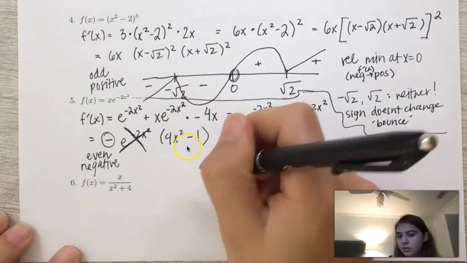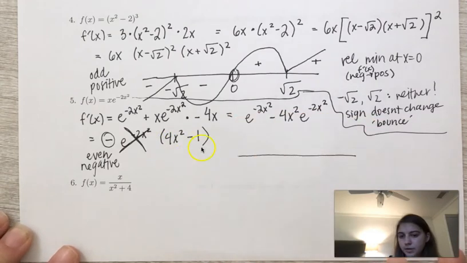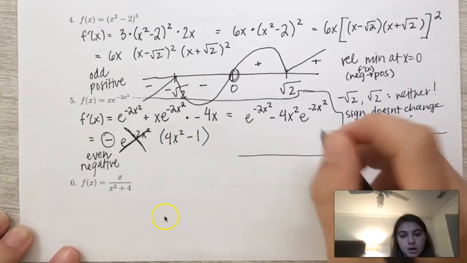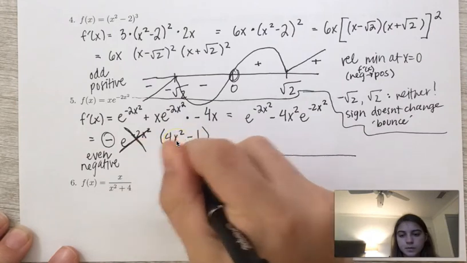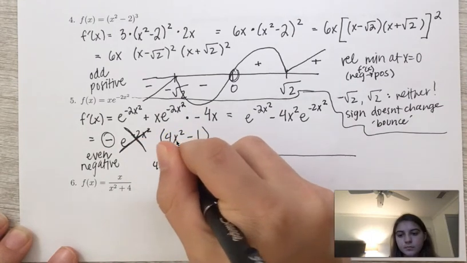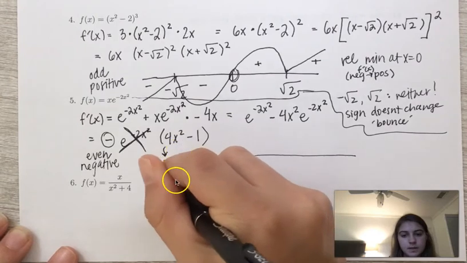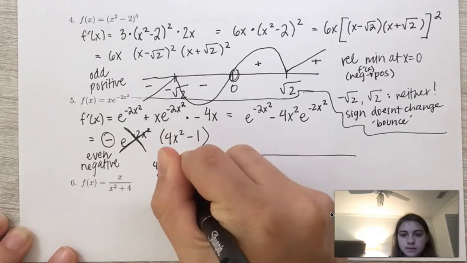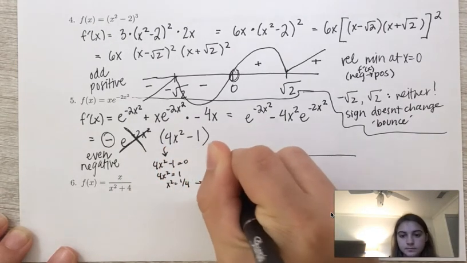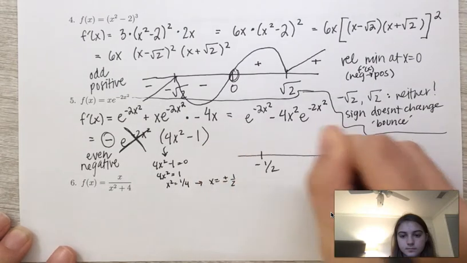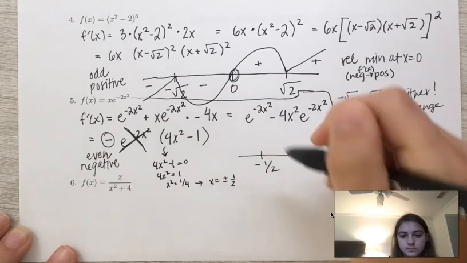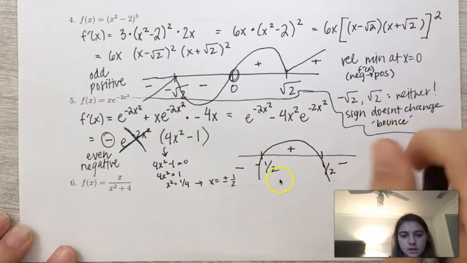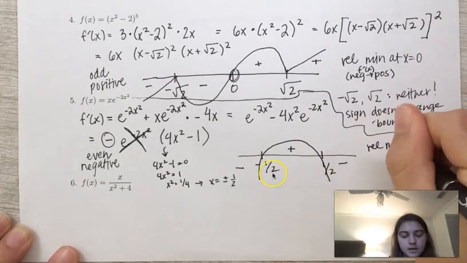So do a little work getting the zeros for this guy, and we end up with x is plus or minus 1/2. Write out those steps. And we know that because it's even and negative, it's going to start negative and end negative. And it's going to go through in both spots because it doesn't bounce. It doesn't have the even power.